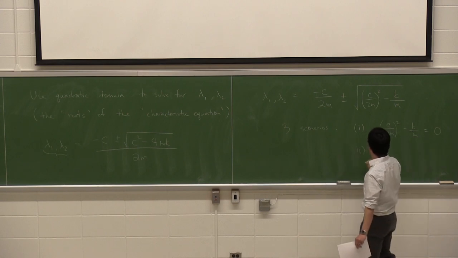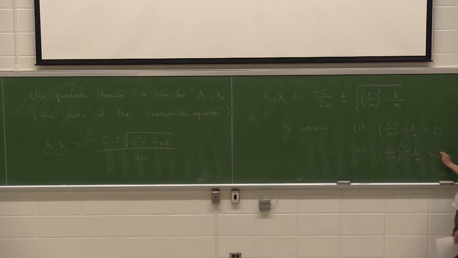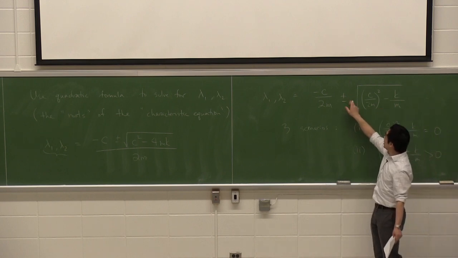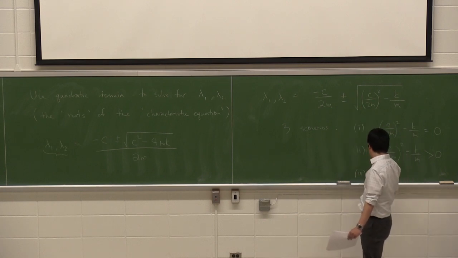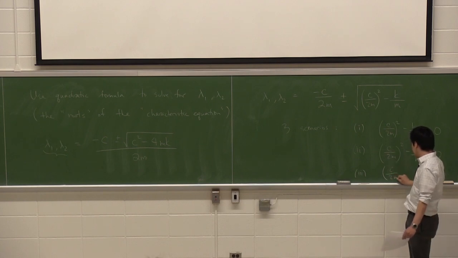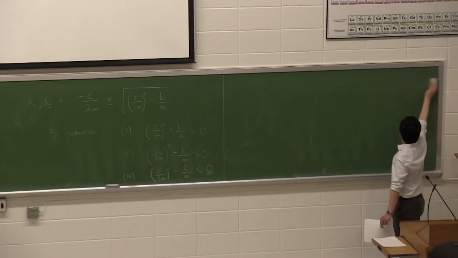Scenario number 2, c over 2m squared minus k over m greater than 0. Okay, so quite easily, this one becomes just a positive number. Square root of it stays positive. Plus or minus gives you your two roots. And to get to that student's question here, this is where the complex stuff comes in. I'm going to give you the case where this is less than 0. And when it's less than 0, we have to contend with a minus sign inside of the square root, which will lead to the imaginary number. Right? Okay, all starting to sound very familiar, right?